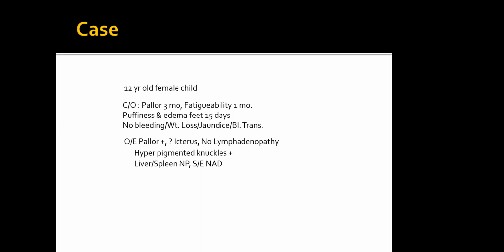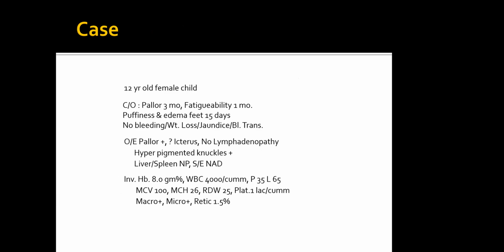Now, again, hyperpigmented knuckles tell us that this could be a folate or a B12 deficiency, and this guides us that your MCV is higher in these patients. So anything more than 84, you're thinking of a B12 deficiency. Platelets are slightly low. So nutritional deficiencies may not just cause anemias. You can have the other cell lines also getting affected in these patients.